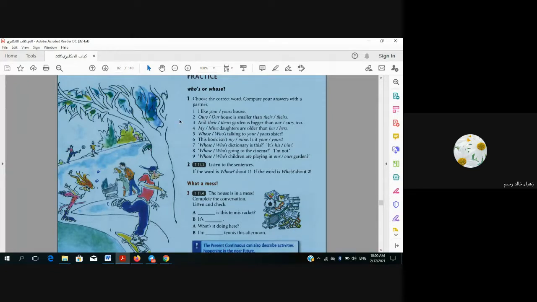Our house. Theirs. Yes, very good. Our house is smaller than theirs. And their or theirs garden is bigger than our or ours too. Their garden is bigger than ours too.